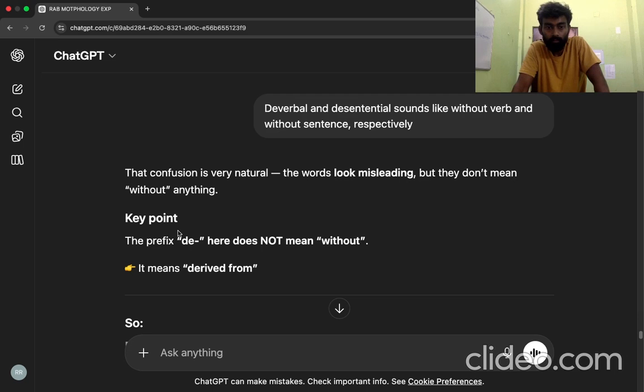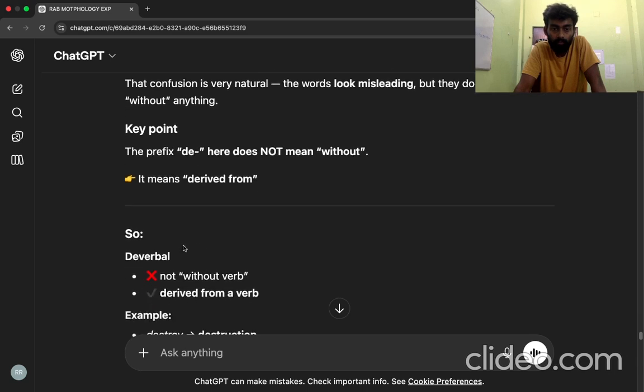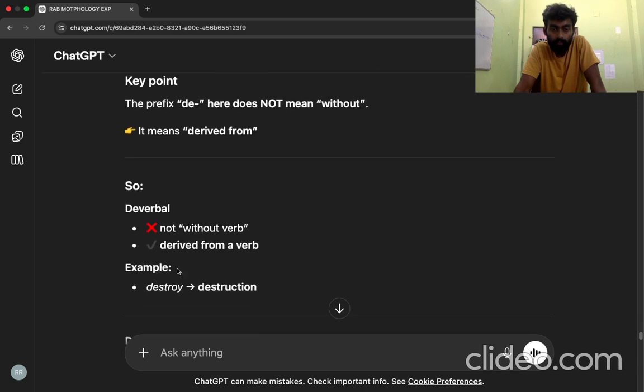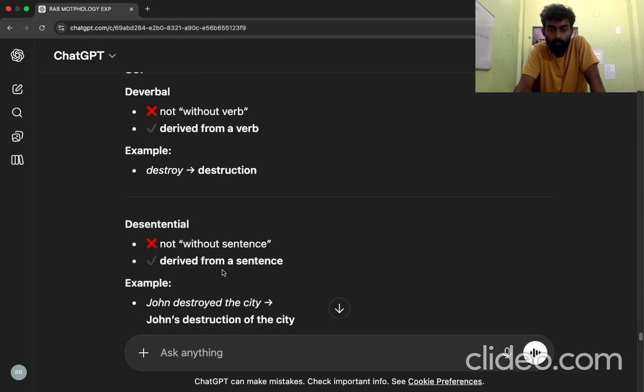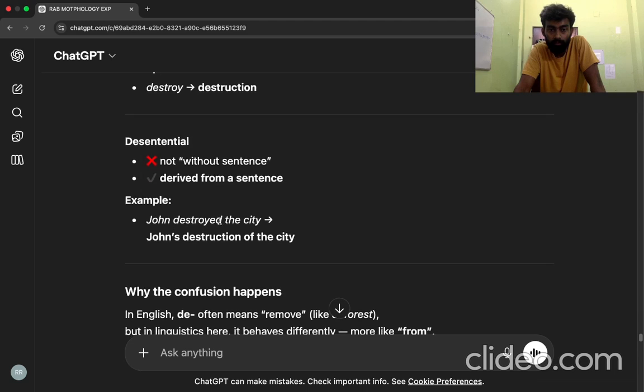Key point: the prefix "de" here does not mean "without." It means "derived from." So, deverbal: not "without verb," but derived from a verb. Example: destroy, destruction. Desentential: not "without sentence," but derived from a sentence. Example: John destroyed the city. John's destruction of the city.